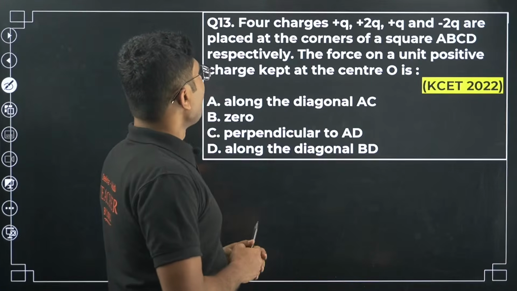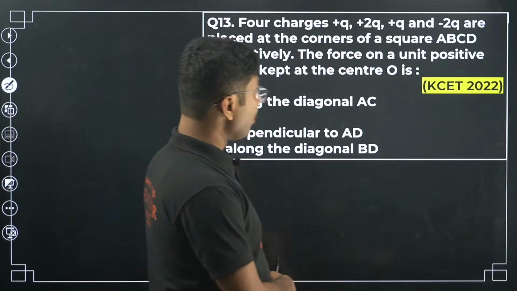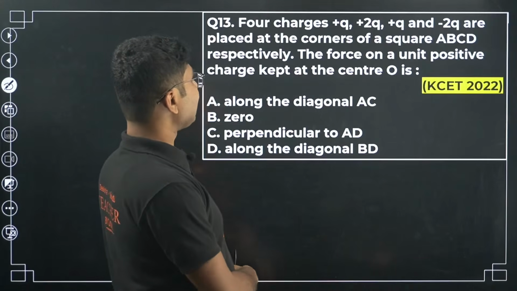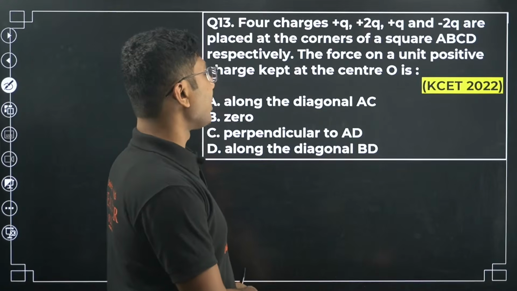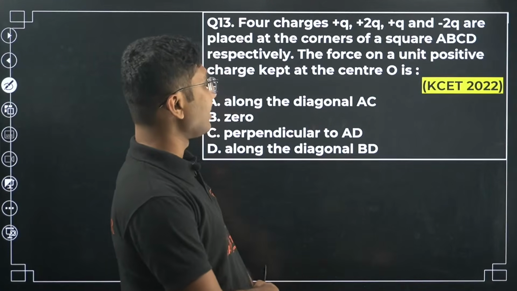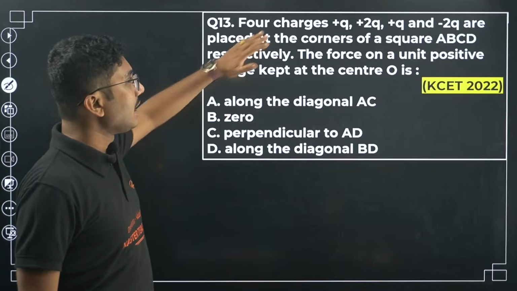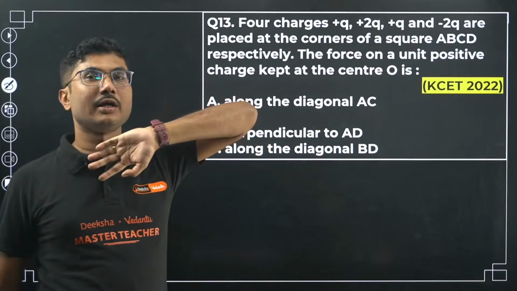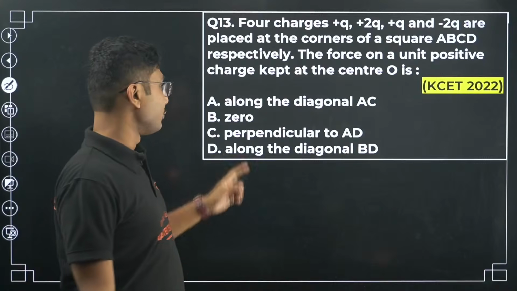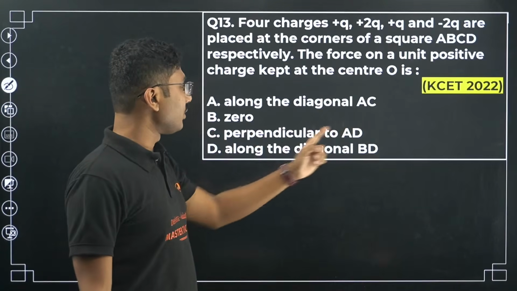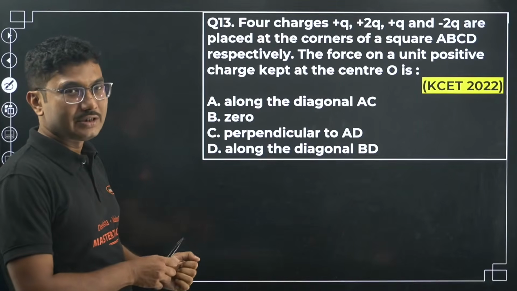It came back. 4 charges plus Q and plus 2Q plus Q and minus 2Q are placed at the corners of a square ABCD respectively. The force on a unit positive charge kept at the center O is. Now again, I always ask you to read the question completely. Even though the charges are mentioned, you don't need to find the magnitude. What you need to do actually is find the direction of the force. Along the diagonal AC, 0, perpendicular to AD, along the diagonal BD. So you have to find the direction, or see if it is 0 or not.